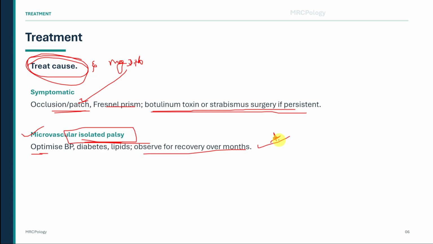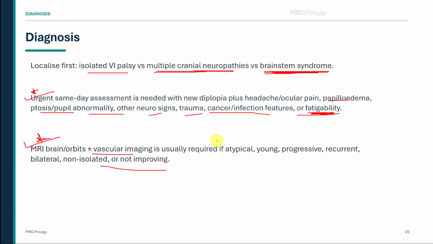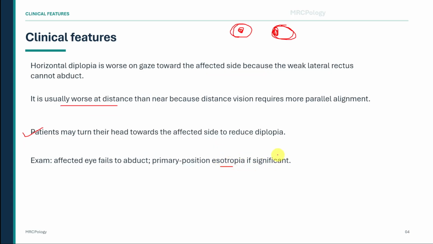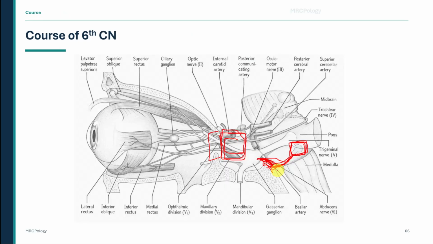If you remember one thing, remember this: sixth nerve palsy causes impaired abduction and horizontal diplopia, but the real exam skill is localization. A long sixth nerve course means lesions can occur from the pons all the way to the orbit, and associated signs tell you where the problem is.